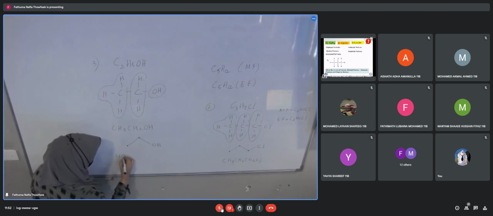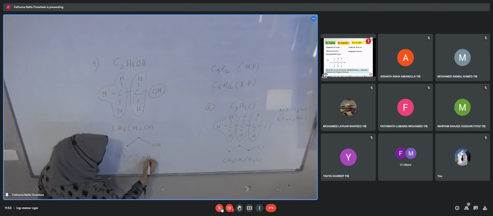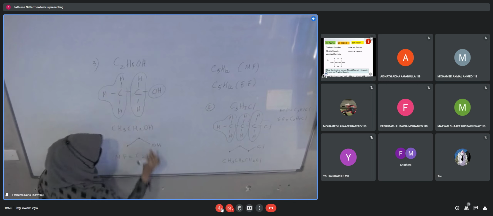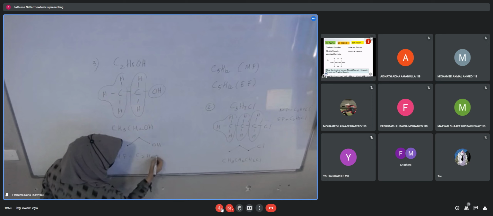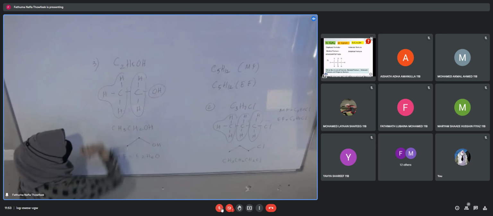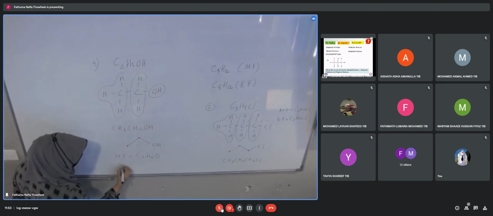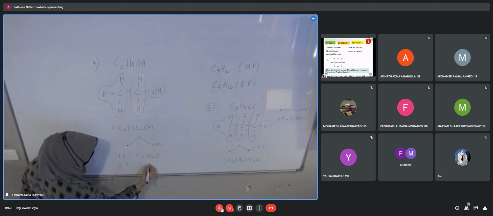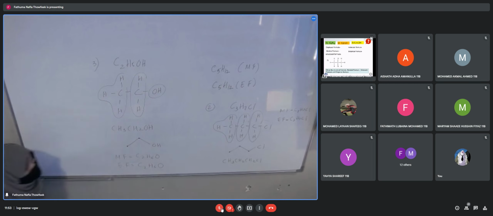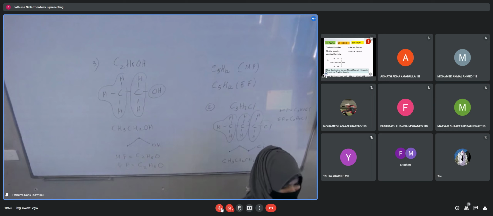Molecular formula, C2H6O, because this one you can add. Empirical formula, you can't simplify, the same thing. Okay? Done. No need to do question number 2 now. Tomorrow I'll continue with that part.